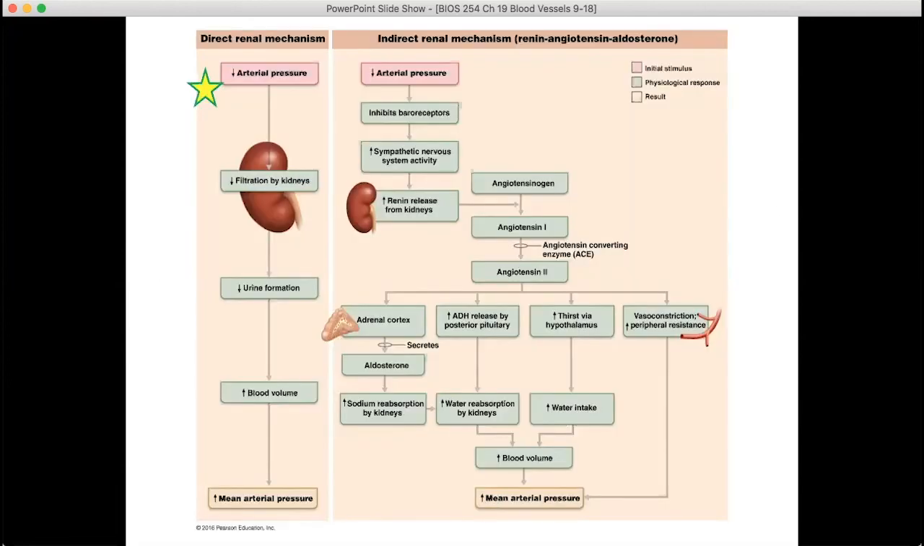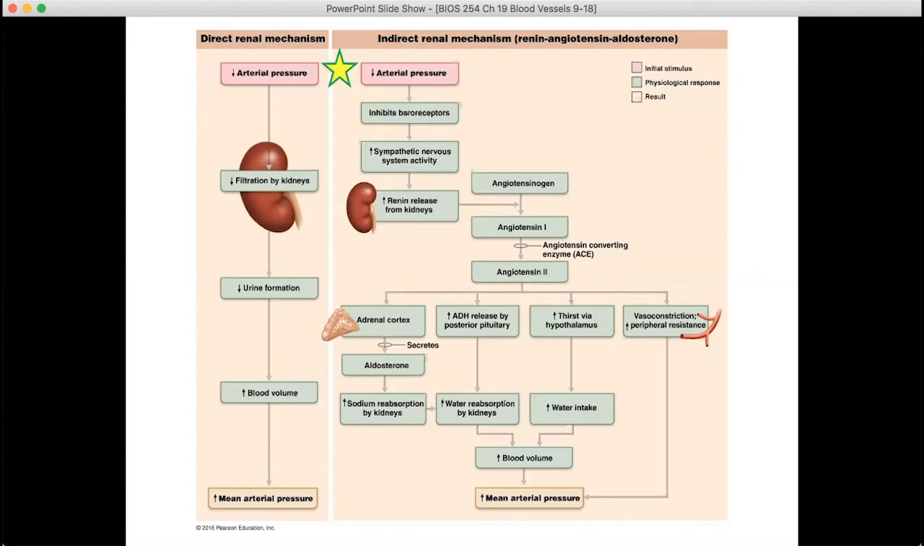This flowchart is helpful when studying the renal mechanisms involved in regulating your blood pressure. On the left, you have the direct renal mechanisms. We've already talked about this in some detail. You may want to stop the video and study this chart. But I would like to go ahead and move on to the right side of the chart, looking at the indirect renal mechanisms, the renin-angiotensin aldosterone system, involved in regulating your blood pressure.